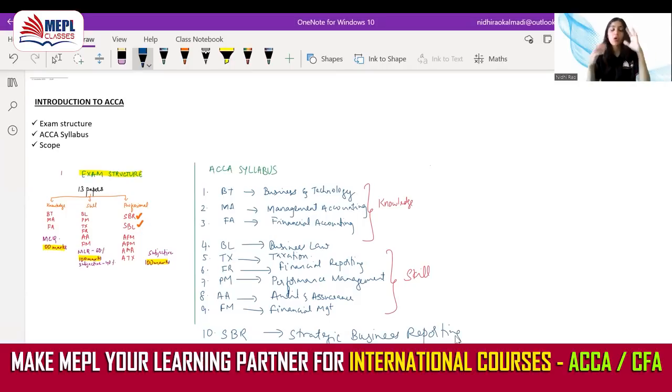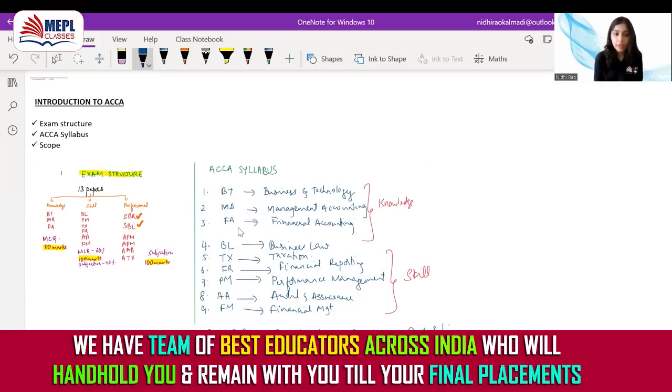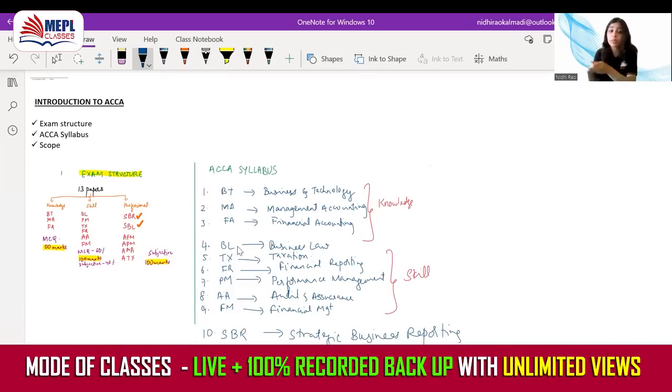Now, all these 13 papers are interconnected. Okay, so right from FA to FR and SBR, this would be the linkage. Similarly, if I have to talk about SBL, an aspect of management accounting, financial management is incorporated in your SBL paper, which is strategic business leader.